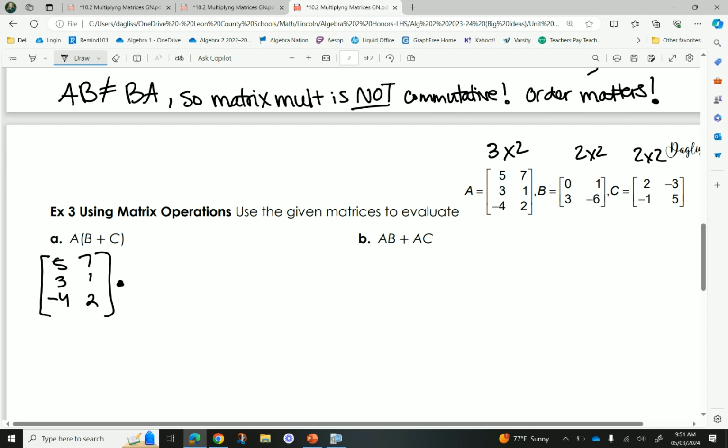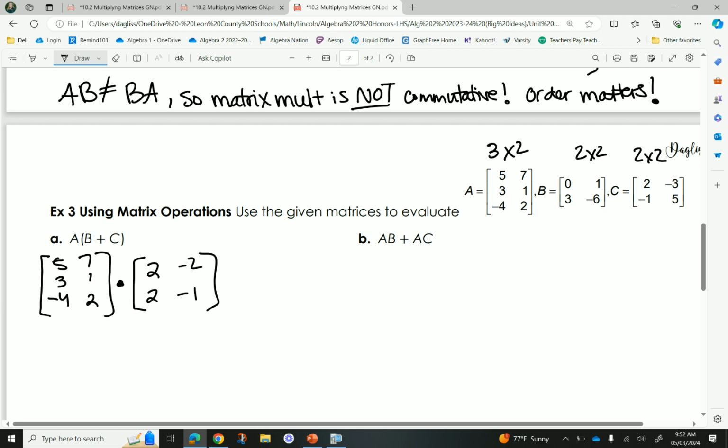So to add B and C together, we add our entries to the matching side. So 0 plus 2 is 2, right? 1 plus negative 3 is negative 2. 3 plus negative 1 is 2. And then negative 6 plus 5 is negative 1. All right. So I just went ahead and added those together.